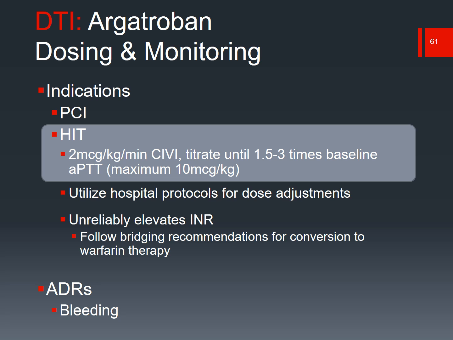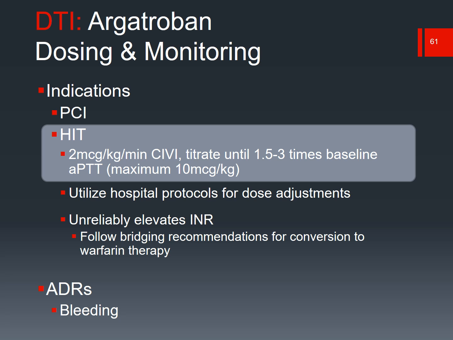Argatroban is dosed as a continuous IV infusion. That is, the minimum initial dose is 2 micrograms per kilogram per minute, continuous IV infusion, and then they titrate this dose to obtain 1.5 to 3 times the baseline APTT with a maximum dose of 10 micrograms per kilogram. There are hospital protocols that are used to adjust doses, and nurses should be familiar with these, as well as pharmacists should be able to educate on these within their facilities.